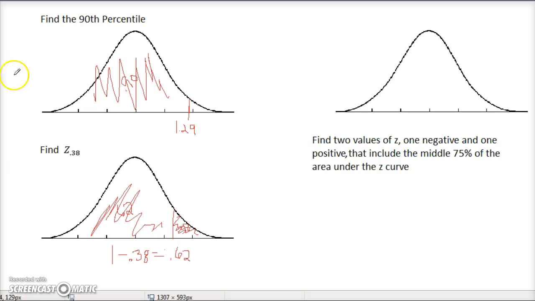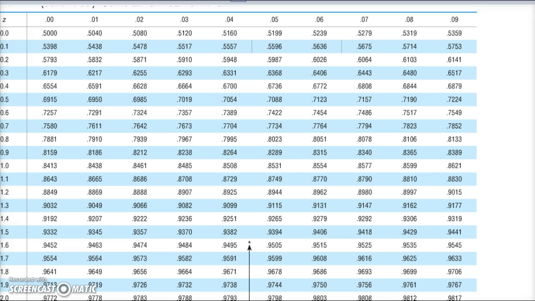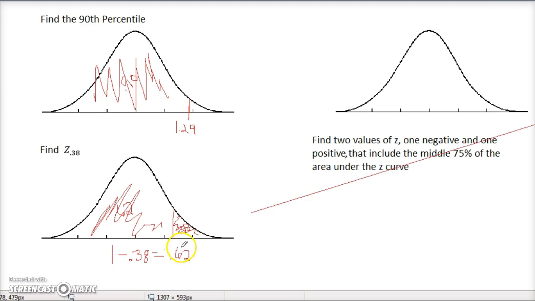We go to our normal distribution table and we look for the value in the middle of the table closest to 0.62. So these two are fairly close, but this seems to be closer to 0.62. So we have 0.31 as our answer. Oops, sorry about that. So right here, we have 0.31. Let me just box these so we know. These are our answers.